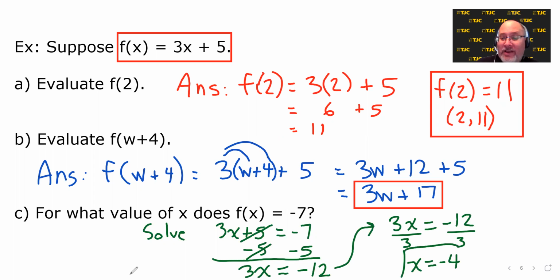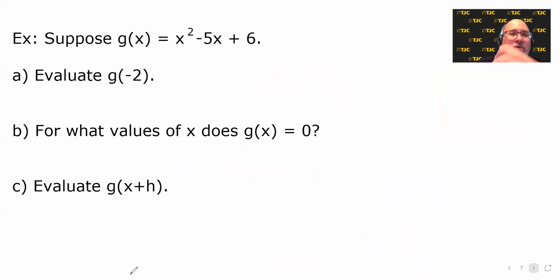Now keep in mind that when I get x equals -4, I've actually found the front end of an ordered pair. The ordered pair in this case would be the input is -4 and the output is -7. I didn't do the input and output on part B, but if I did, the input would be w plus 4. The output would be 3w plus 17. Let's take a look at another example that's a little more involved, and then we're going to make a few observations and comments. All right, so for this one, we're going to suppose that we have a quadratic function.